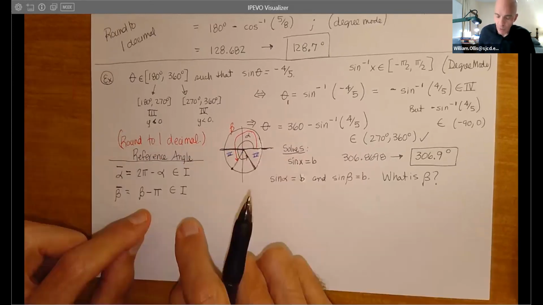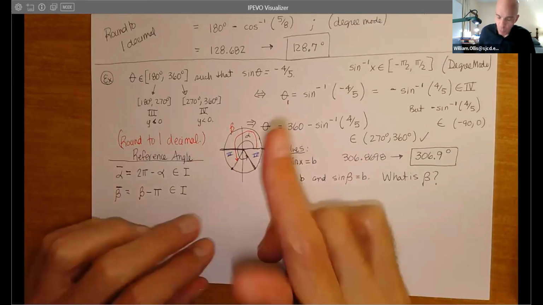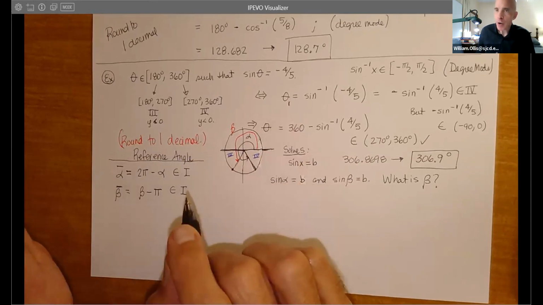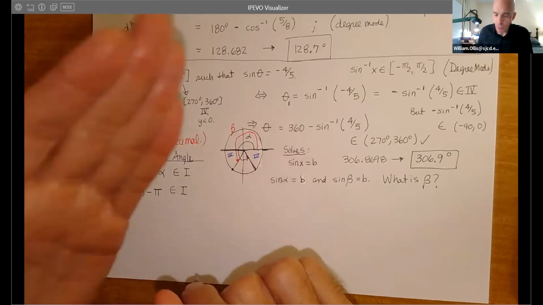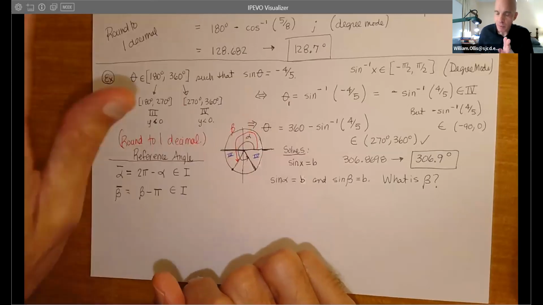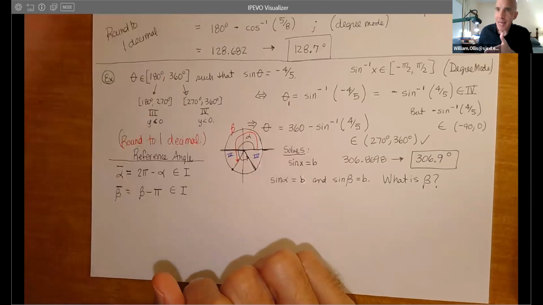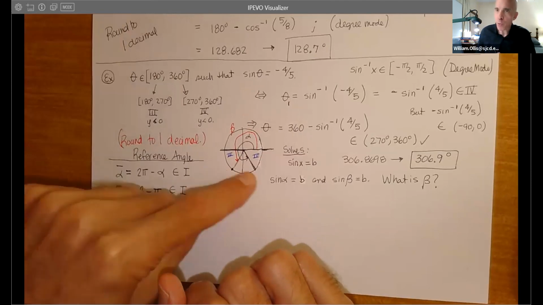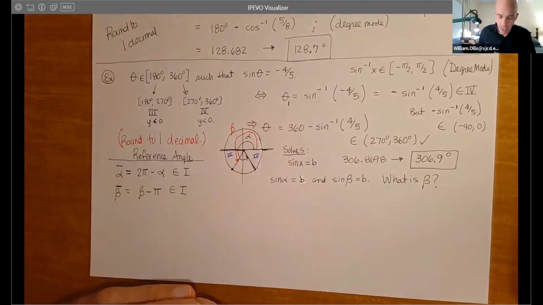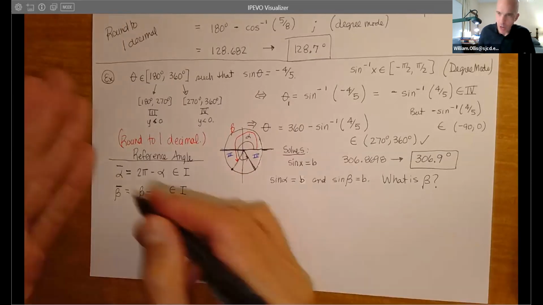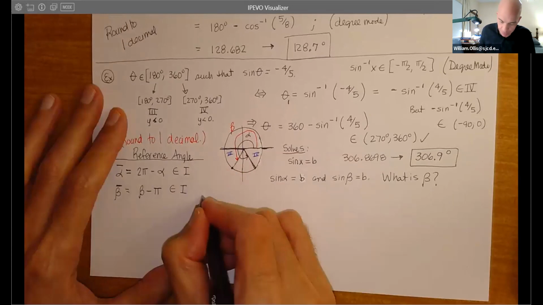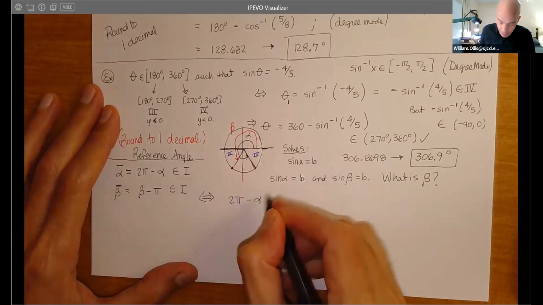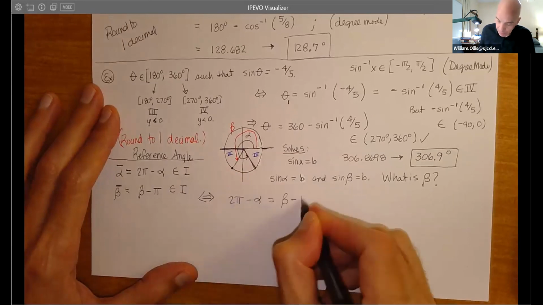So again, we've got terminal points here for the y values being equal by symmetry of the circle. And so therefore, we would look at the reference triangle, so to speak, and slap a negative on it to get the right value for the sign in the third and fourth quadrant, just like we always have done. But what does this mean? These reference angles are equivalent. So we have 2 pi minus alpha equals beta minus pi.